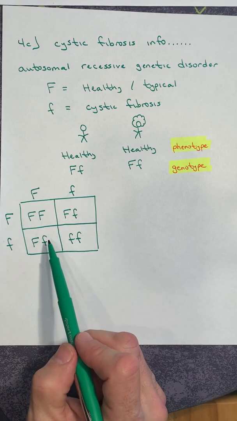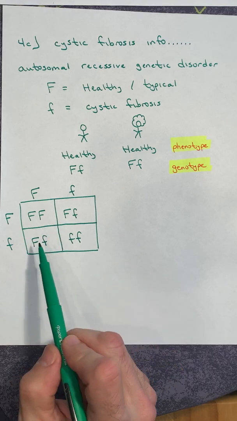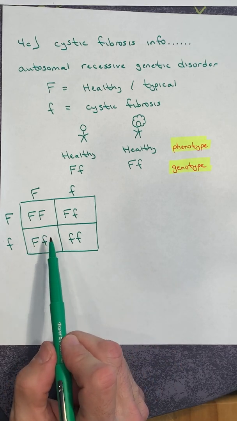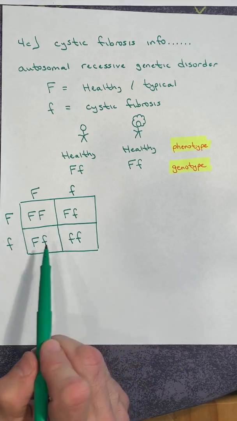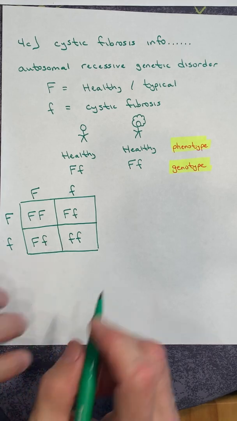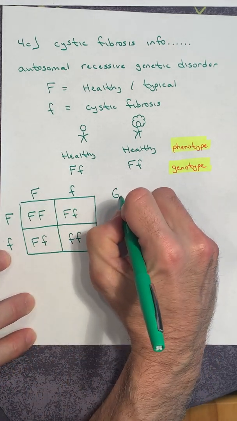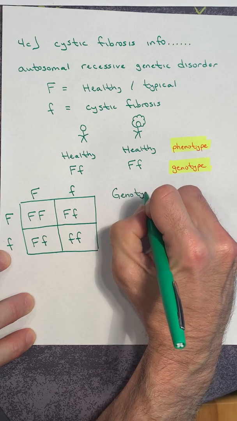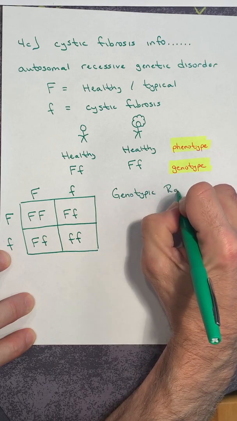Understand that the possibilities for each child are the same. If they have a healthy child, you don't check off one of these boxes and then, oh, the odds increased. It's the same for each child. Each child is a separate event. Then you need to list the ratios. The first one that you list is called a genotypic ratio.